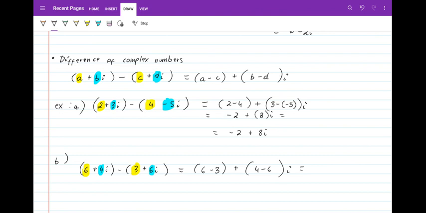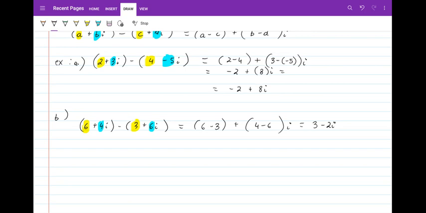And we're getting the solution, which is 3 minus 2i. Now, that's one way to do it.